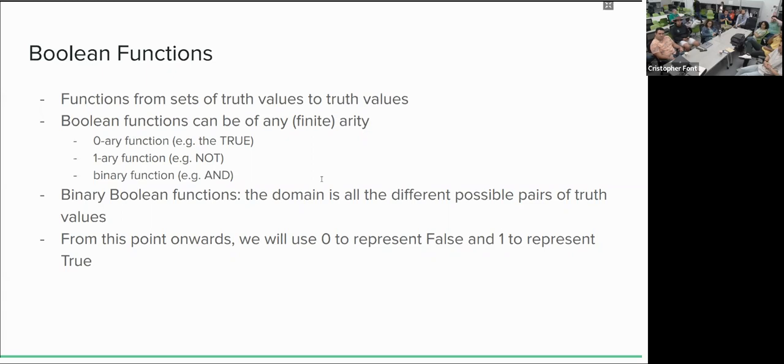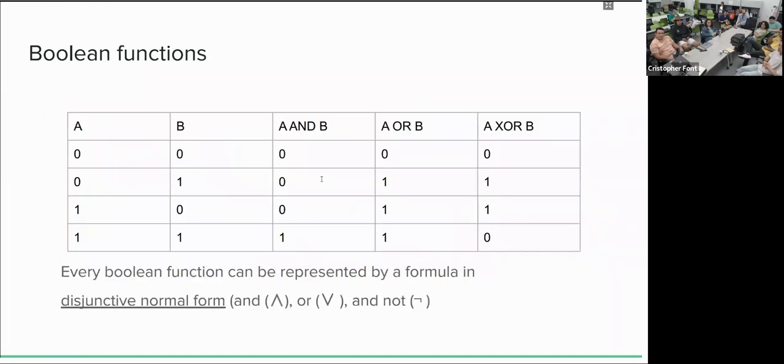An AND requires two inputs, it's binary, because you need something and something else to compare together, yeah? And the domain of this function is going to be all the possible sets of true and false values. So that's going to be false, false; false, true; true, false; and true, true. Those are the four possible combinations. And that's what you see here. We have the four combinations of true and false values for A and B. And then when we use the AND operator on A and B, we only get a one. By the way, in the presentation, we're going to use ones to represent true and zeros to represent false. This is pretty standard in computer science, so I just wanted to mention that.